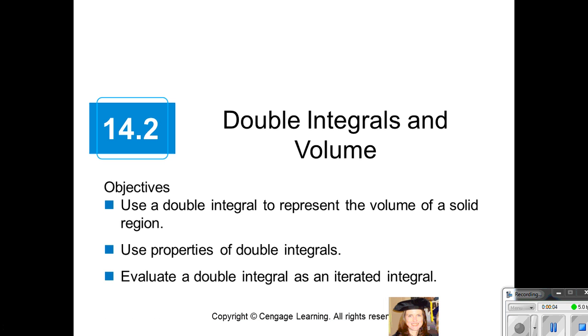Chapter 14, Section 2 is on double integrals and volume. Our objectives are to use a double integral to represent the volume of a solid region, use the properties of double integrals, and evaluate a double integral as an iterated integral.